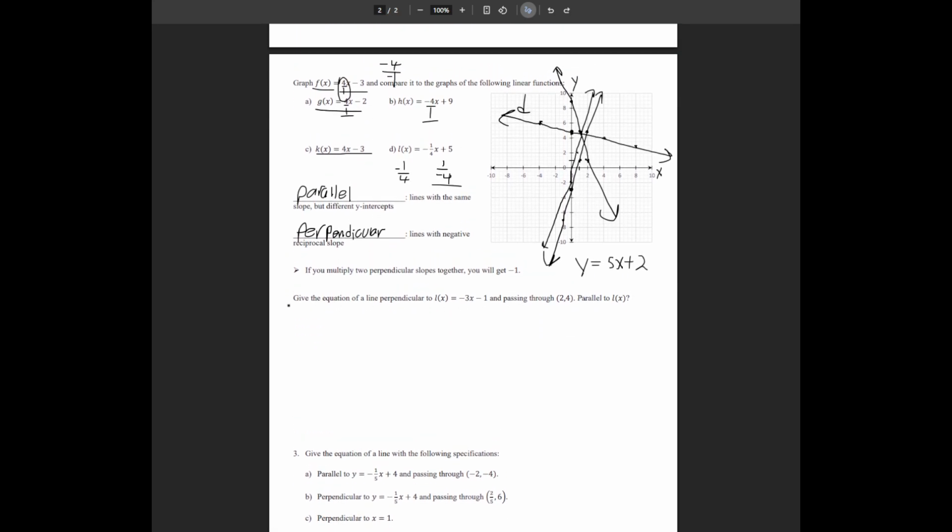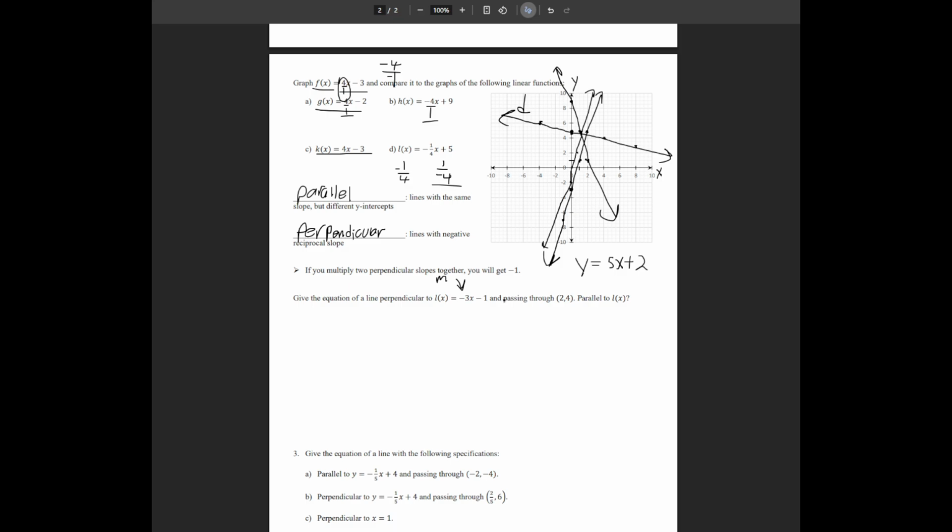Let's look at this final part. So right here, give the equation of a line perpendicular to L of x equals -3x minus 1 and passing through (2, 4). What about a line parallel to L of x passing through that same point? So let's look at this. We have the equation L of x equals -3x minus 1. Our slope right here is -3.